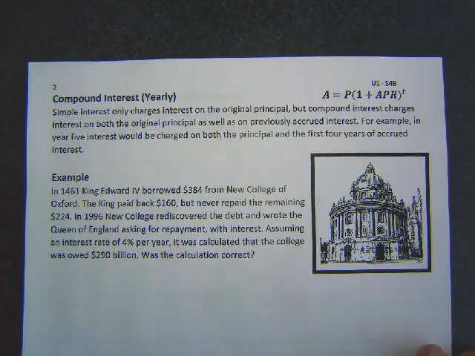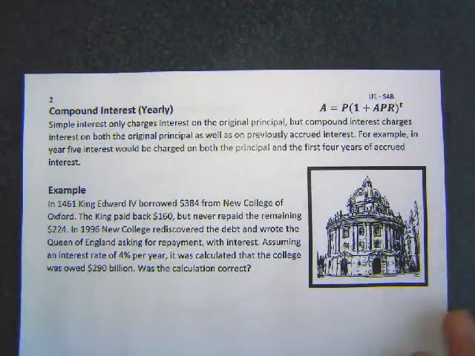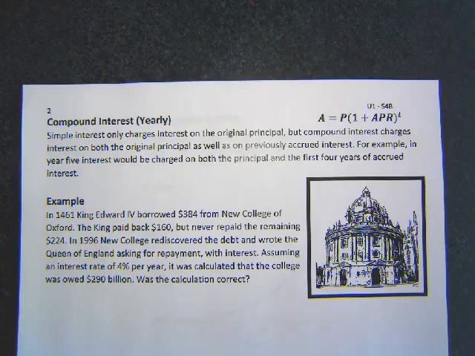Now, simple interest only charges interest on the original principal, but most of the time nowadays people do compound interest. Compound interest charges interest on both the original principal and on the previously accrued interest. So basically the idea is, that first year you are earning interest and you weren't charging interest on that interest the next subsequent years.